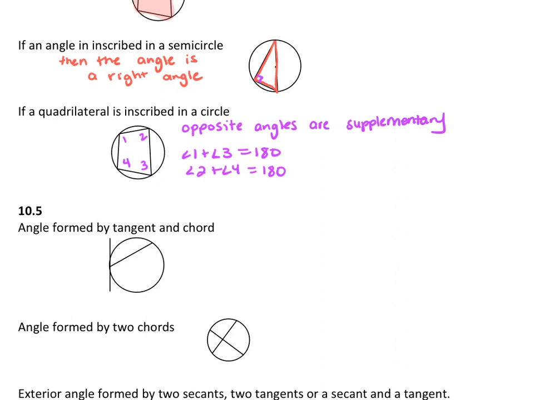10.5 says the angle formed by a tangent and a chord is equal to half the intercepted arc. So if this is angle 1 here, it would be half of this intercepted arc. Or if angle 2, let's say, is here, then it is half of this intercepted arc.